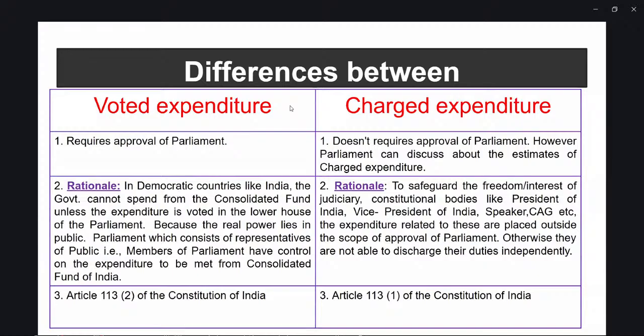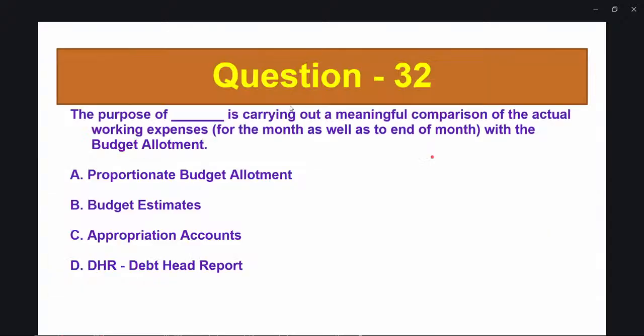This article is also very, very important. They may ask first, Article 113(1) charged. Then 113(2) is the voted. Okay. Simple. It is a required approval. It is not required approval. Okay. What is the purpose of dash, carrying out a meaningful comparison?